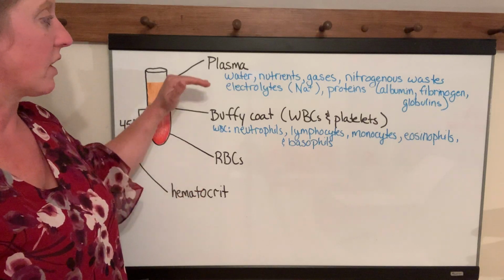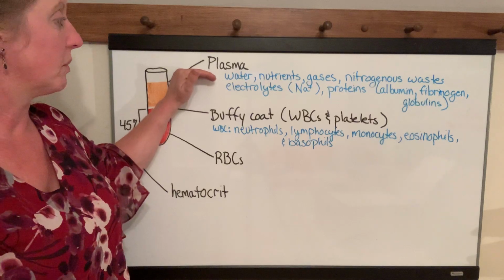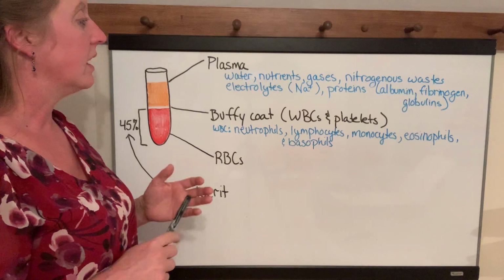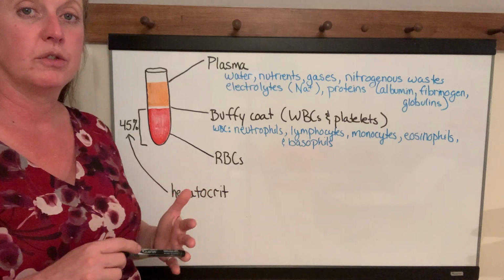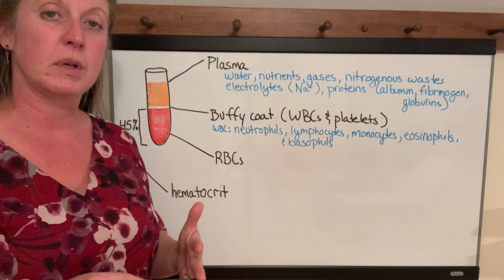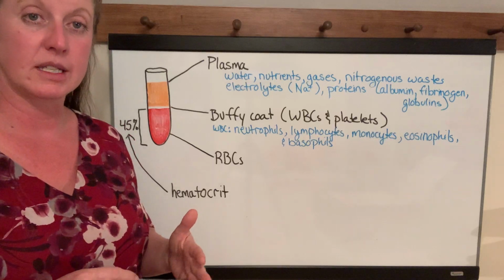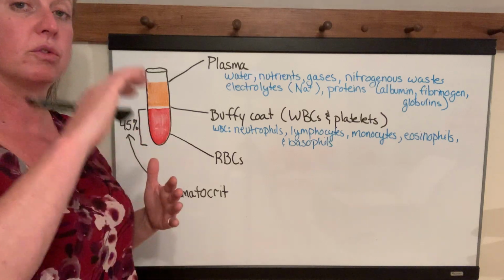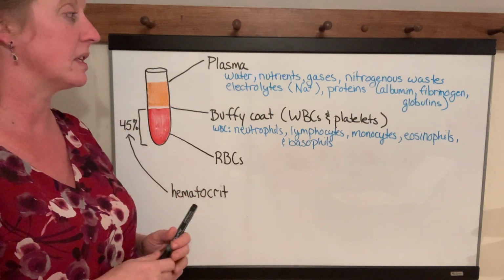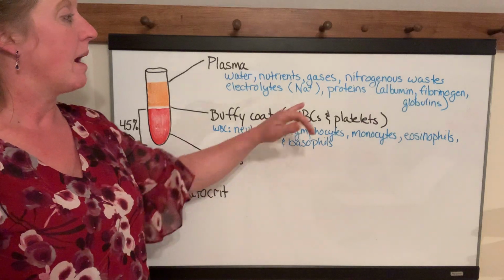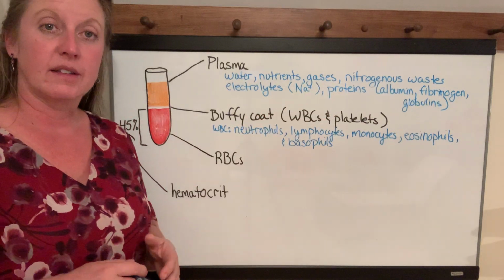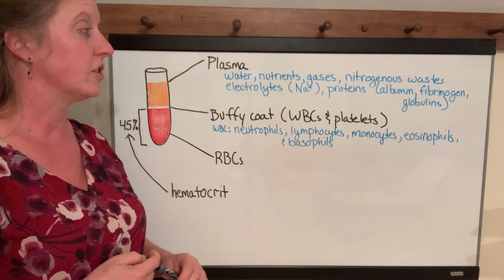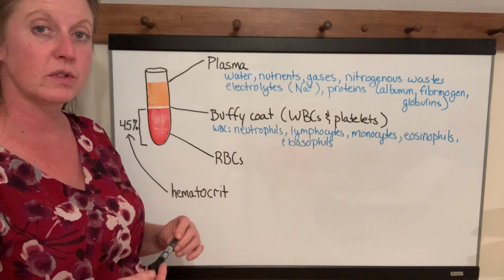So first, let's talk about the plasma, the liquid portion of the blood. Plasma is about 55% of the blood, and contains water, nutrients, all the things that have been absorbed from the stomach and intestine, or that have been stored and are now released by the liver. Those nutrients are circulating in the bloodstream to be delivered to the tissues. Gases, both carbon dioxide and oxygen. Carbon dioxide on its way to be gotten rid of, oxygen on its way to the cells to be used to make ATP.